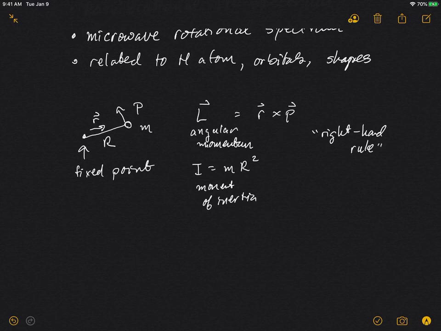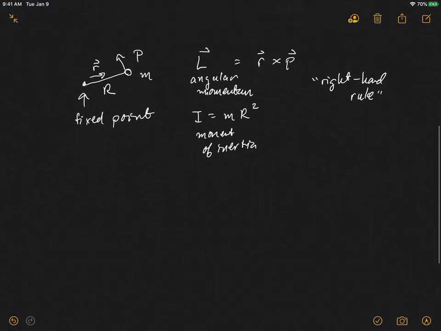Which is that if we have, say, counterclockwise motion in the xy plane, then the angular momentum is going to point along the plus z axis. If we have clockwise motion, then it would be pointing along the minus z axis. Now we can expand from one particle to two particles by using the center of mass coordinates.